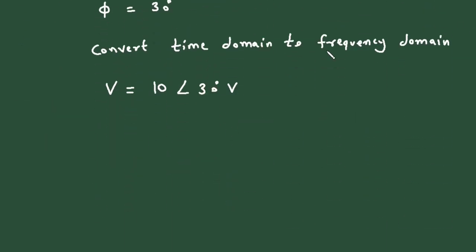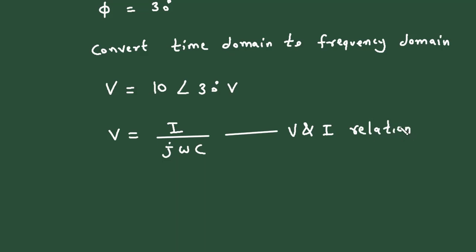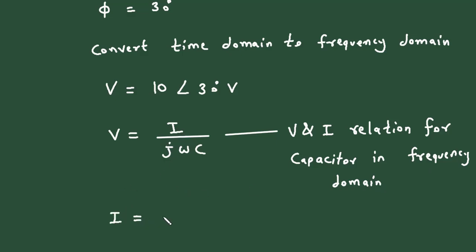Now for the capacitor, we have to find the current through the capacitor. The voltage and current relation for a capacitor in frequency domain is given by V is equal to I divided by j omega C. So from this we can say I is equal to j omega C V.